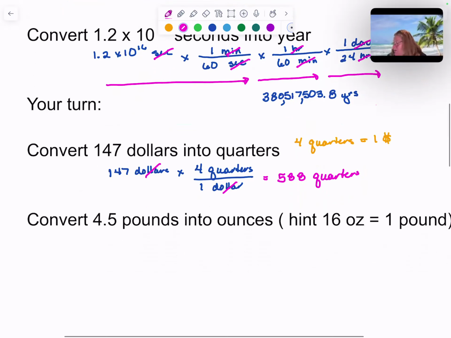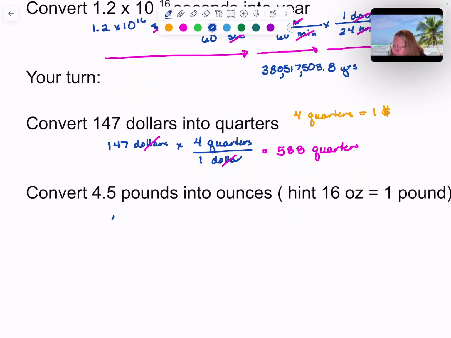If we look at this next one, we have 4.5 pounds. The abbreviation for pounds is LBS. And we know that there's 16 ounces to every 1 pound. So once again, we're multiplying 4.5 times 16, divide by 1. It's going to give me 72 ounces. Remember, the key is to always make sure that you cross-cancel units.